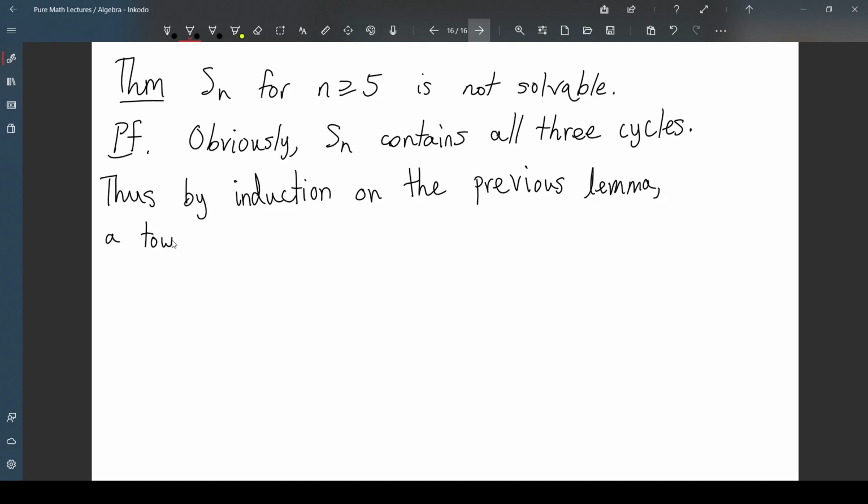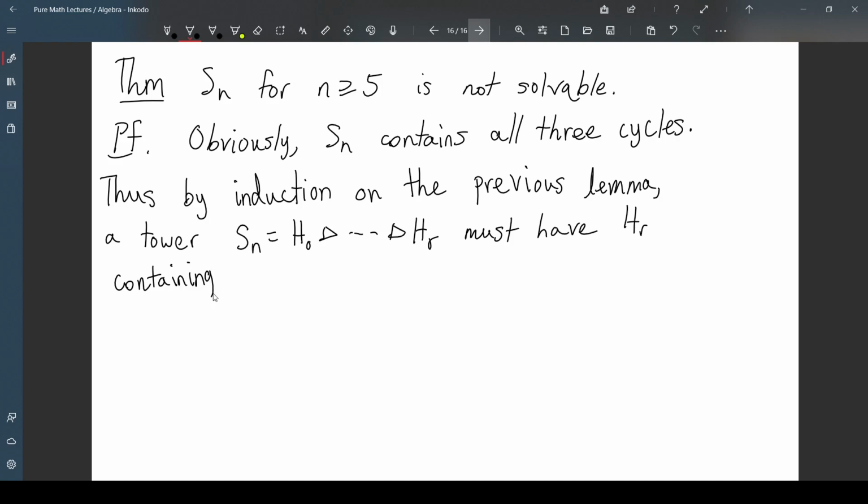a tower S sub n, which equals H sub 0, going to H sub r, must have H sub r containing all 3-cycles. Thus H sub r is never equal to the trivial subgroup.